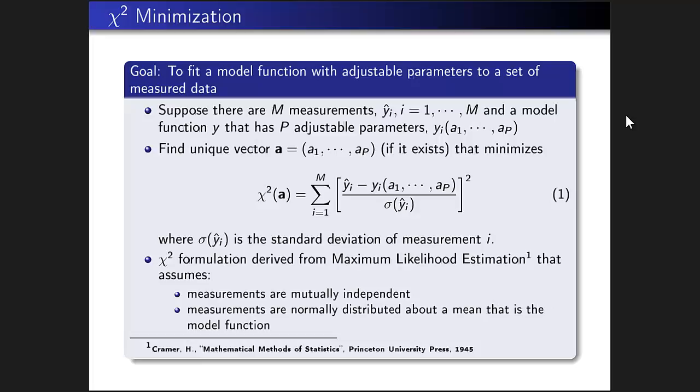Now, the formulation of this chi-squared equation derives from the maximum likelihood estimation. And there are two key assumptions about that formulation. First of all, that the measurements are mutually independent, and that the measurements are normally distributed about a mean that is the model function. So those two things, that's in a perfect world. Now when we actually solve inverse problems, these things are violated, and I bring this up because that may be why your inverse solution is having problems.